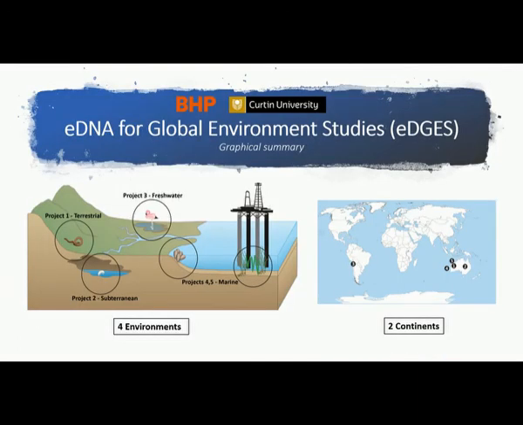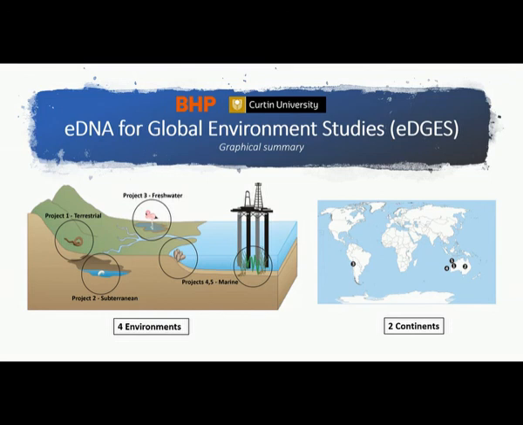So eDNA for Global Environmental Studies, or EDGES, consists of 5 programs. One is Project 1, which is a terrestrial focused program looking at the Pilbara olive python. We have a second one which is looking at subterranean fauna. This is a particularly important and timely project. We have the third project that Mattia described, which is looking at freshwater systems that are associated with pink flamingos in Chile.